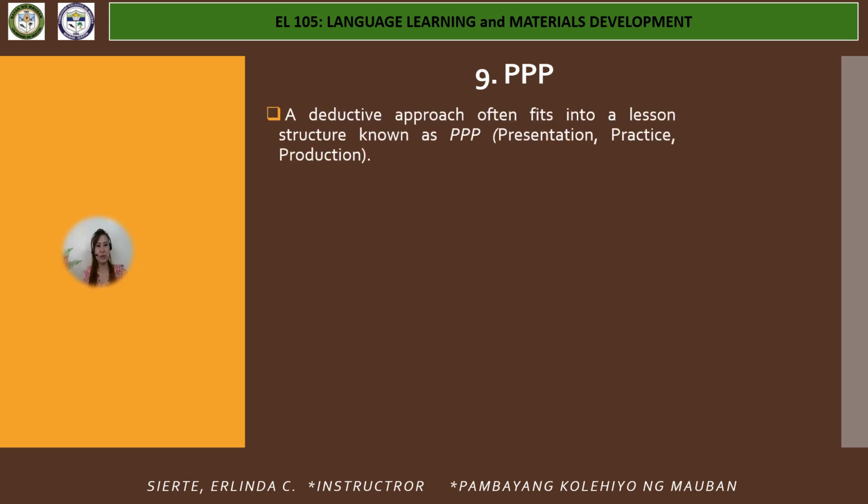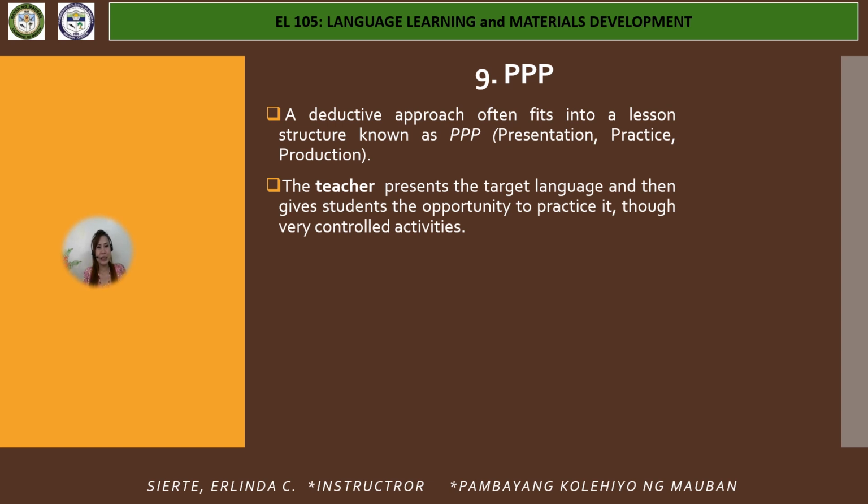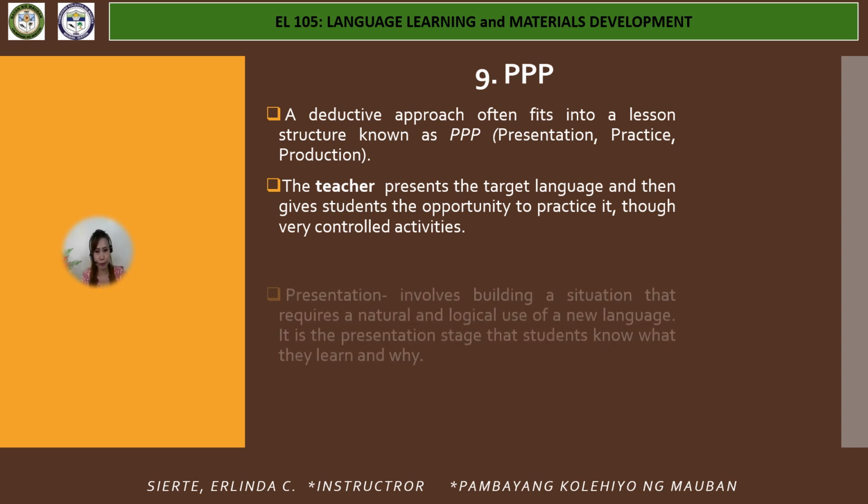So, what is triple P? A deductive approach often fits into a lesson structure known as triple P: presentation, practice, production. Okay, so that is the meaning of triple P. Not pinaasa, pinangakuan, at pinaikot-ikot. Alright, you now have the new meaning of triple P. Well, the teacher presents the target language and then gives students the opportunity to practice it through very controlled activities.